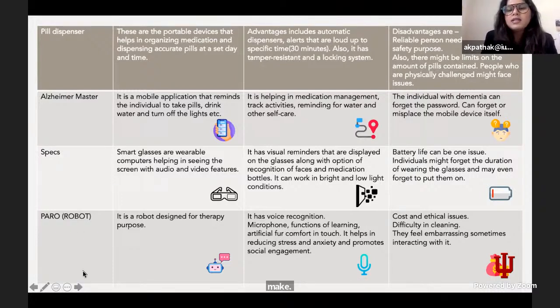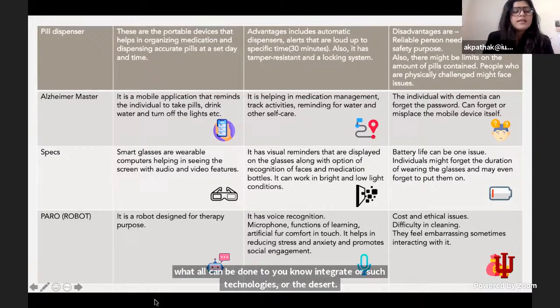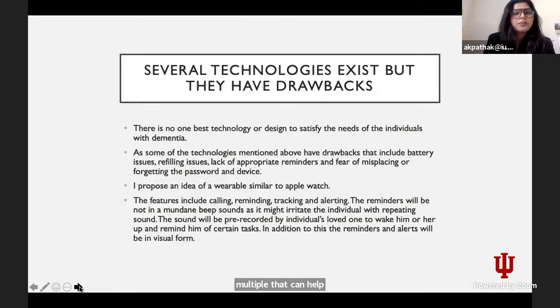So now, why have I mentioned these technologies here? The disadvantages of these technologies helped me create an idea in an integrated form of a prototype: what all can be done to integrate such technologies or address these drawbacks, and come up with one device that can do multiple things, that can help dementia patients in doing multiple tasks.